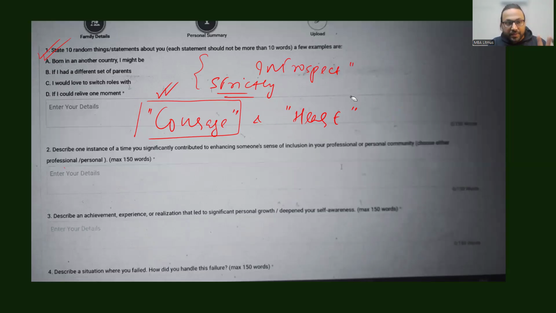Describe one instance of a time you significantly contributed to enhancing someone's sense of inclusion, okay, in your professional or personal community. Okay, now think about an instance where... okay, so I remember one instance because I had work experience, and it does not matter that you have a work experience or not. You can pick out instances.